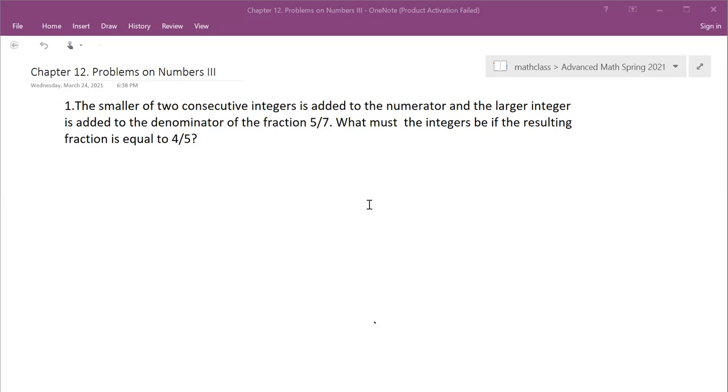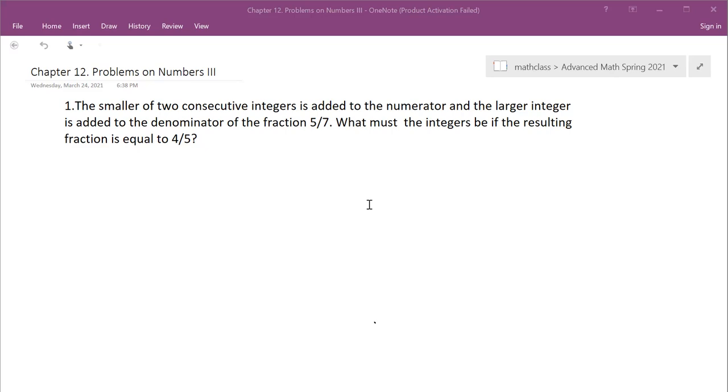So the question is, what are the consecutive integers? Okay. Well, for this type of problem, you need to name the variable, set up equations, then you solve the equations. So very first, don't guess and try. You should set up equations to solve the problem.